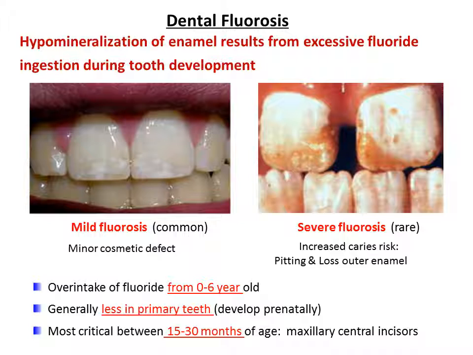The fluorosis will occur if there is over intake of fluoride, especially in the first 6 years of life. It is less in primary teeth because these teeth develop prenatally. Also, the most critical period is between 15 to 30 months of age. This is especially because the maxillary central incisor develops in this period.